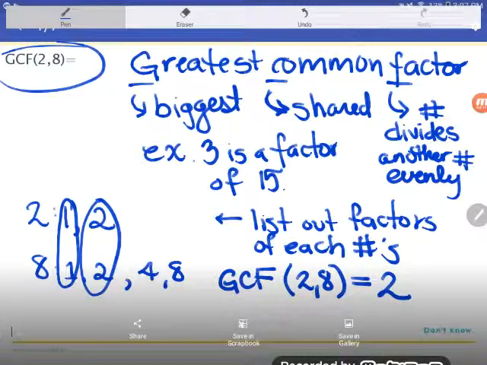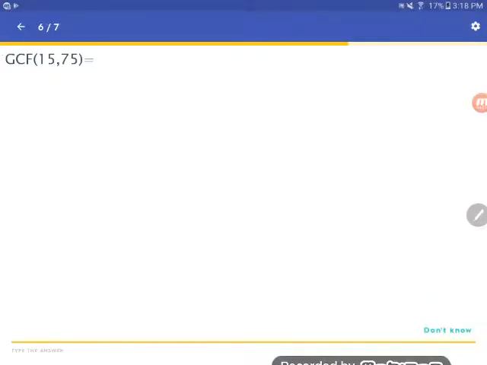And you might see a problem like this on the GED. Now, this is a good method. It's useful. But let's look at some problems where it gets a little more complicated.